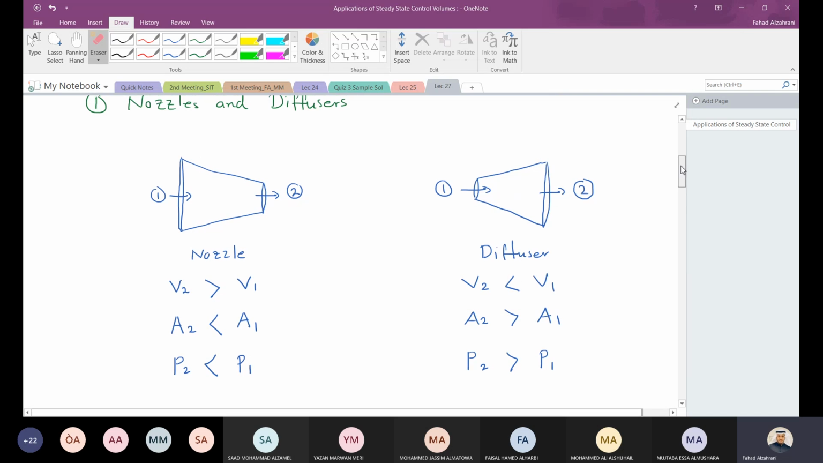So what can we neglect in a diffuser? Now I want to apply the energy balance between the inlet and exit. What can I neglect for a nozzle and diffuser? What do you think? Is there any work?